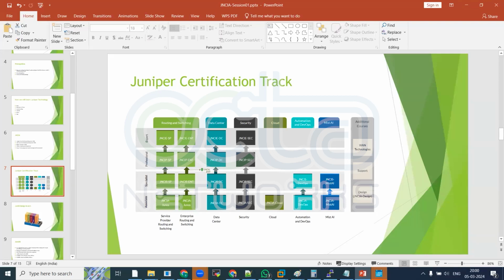Okay, Abhishek has a question. Describe the difference between service provider, enterprise, routing, switching, DC, security, cloud. Okay, the category wise, right?